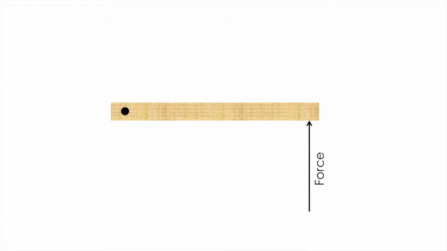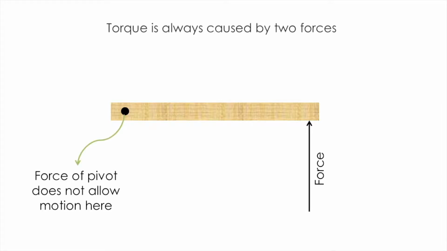Now so far we know that to cause rotation we require a pivot and a force. However, we must also understand that there's a force that causes the plank to be fixed at the pivot. It means that torque is always caused by two forces.